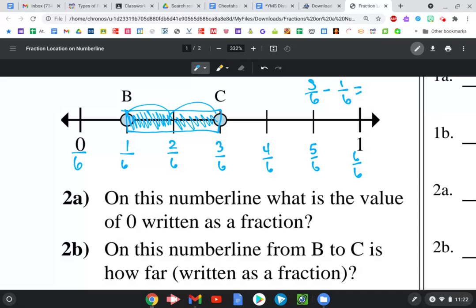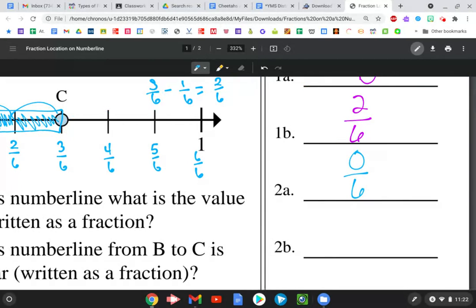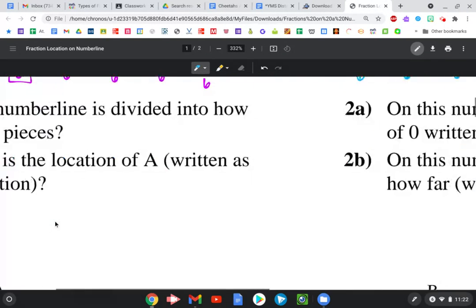And boy, oh boy, doesn't that look a lot like the problems we solved a couple days ago? Sure does. And if you subtract 3 minus 1, you get 2/6. Either way, we're going to come up with an answer of 2/6. That's how far it is from B to C. So over here on line 2B, we'll write 2/6.